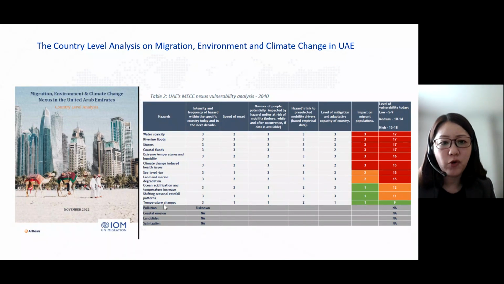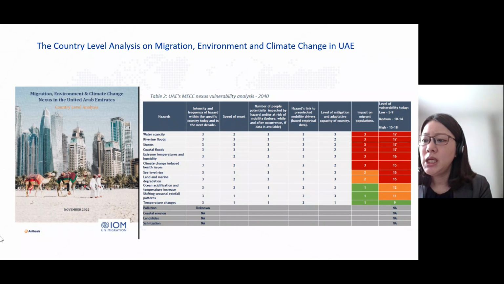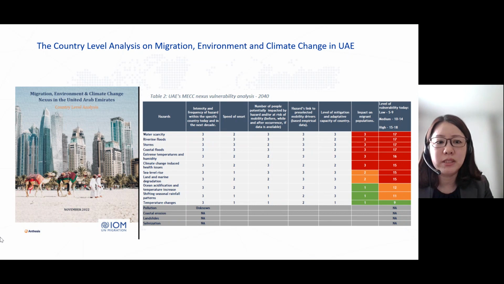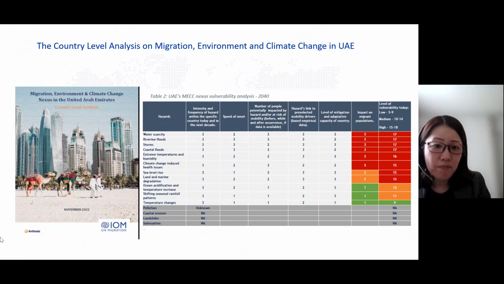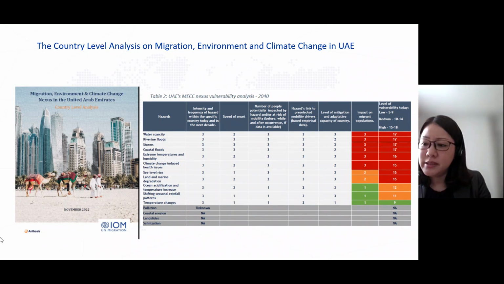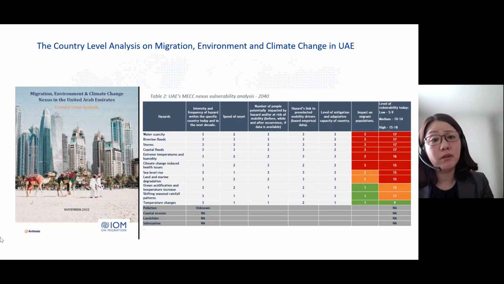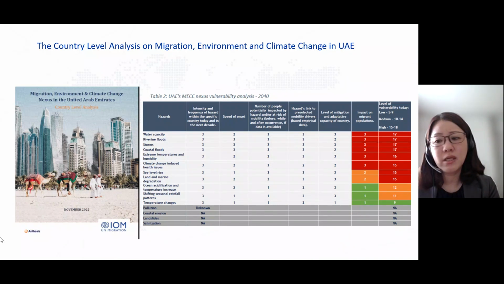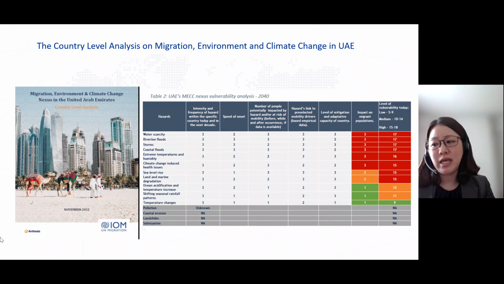It's a little bit small font, but it shows that across different hazards, such as riverine floods or storms, the intensity and frequency are expected to increase, and so does the impact on the migrant population, which makes up almost 89% of the UAE population. While the analysis has confirmed a serious level of population exposure to those hazards, in many instances accurate data were absent, and no statistics were currently available in terms of displacement linked to the hazards.